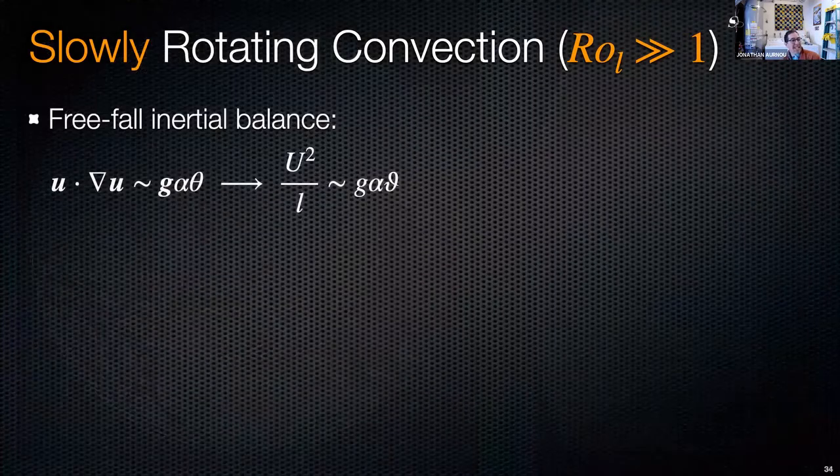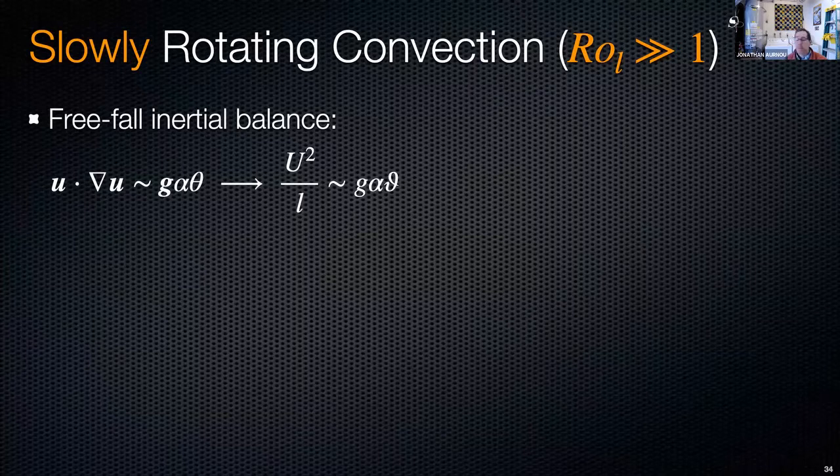And so looking at the scaling, we're going to assume a free fall inertial momentum balance where we have buoyancy mapping perfectly into inertia. And so all the potential energy in the buoyancy field is being mapped into flow inertia. And if we then scale that, we get U squared over L is about g alpha theta.